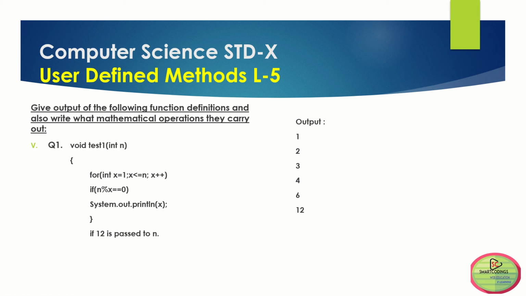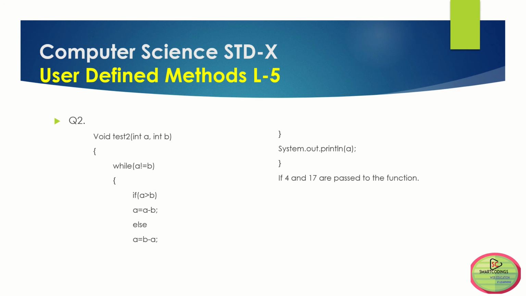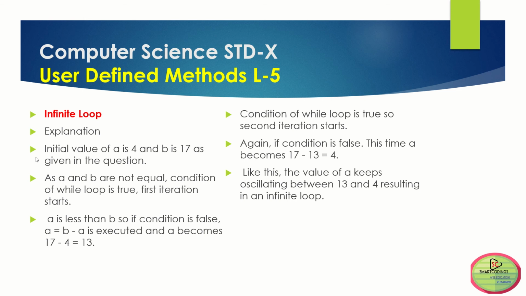So next question is, another function is given in question number 2, test2, having two parameters. Now 4 and 17 are passed to the function, right? So with 4 and 17, the condition a not equal to b is true. So where will it go? I've written the explanation here. First, let me show you in the next slide. It will give the output as an infinite loop, because the initial value of a is 4 and b is 17, as given in the question. While a is not equal to b, the while loop condition is true here, so the first iteration starts.